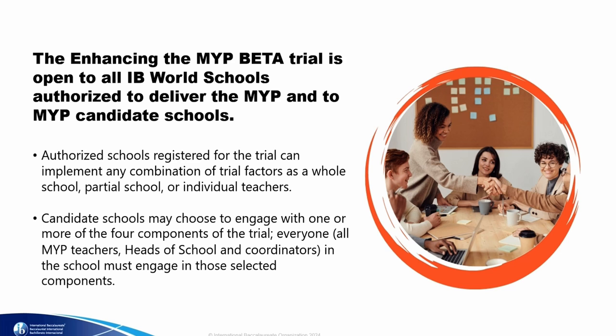Authorized schools registered for the trial can implement any combination of trial factors as a whole school, partial school, or individual teachers. Candidate schools may choose to engage with one or more of the four components of the trial. Everyone, all MYP teachers, heads of schools, and coordinators in the school must engage in those selected components.